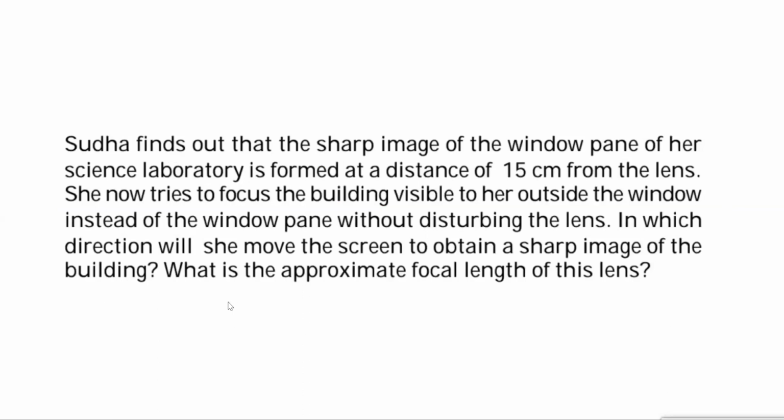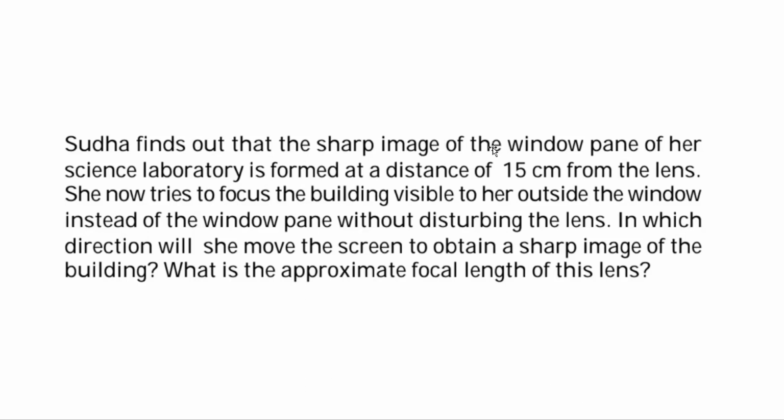Sudha finds that a sharp image of a window plane of her science laboratory is found at a distance of 15 centimeters from the lens. She tries to focus the building visible to her outside the window instead of the window, without disturbing the lens. First of all, give an appropriate answer: where should she place the screen? Near the focus or away from the focus? Remember that this is a convex lens.